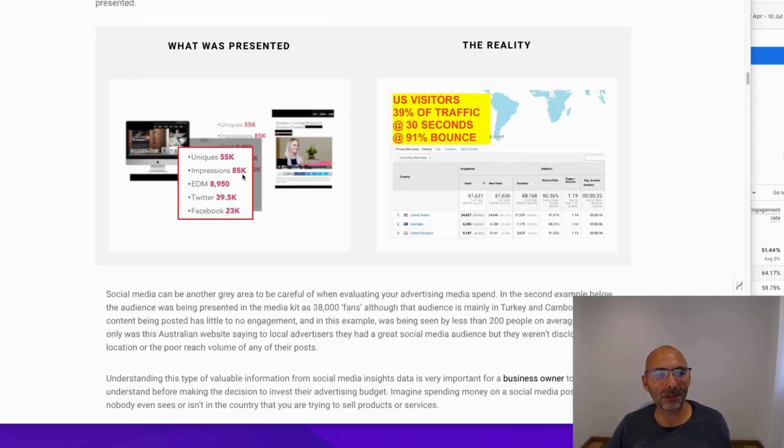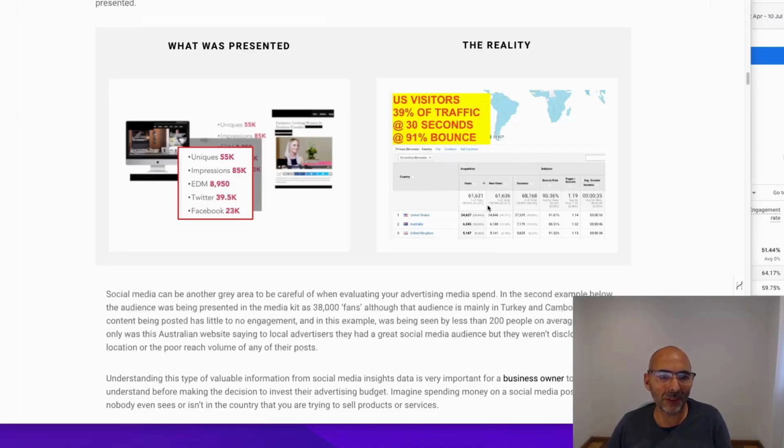They had impressions of 85,000, but impressions of what? Because impressions are normally related to advertising. So are they saying that their advertising generated 85,000, and what does that actually mean? Is it per week, per month, per day, per year? There's nothing here to actually help quantify anything. Same with the rest of the figures. The reality in this case was I had an Australian client that sold to Australian consumers.